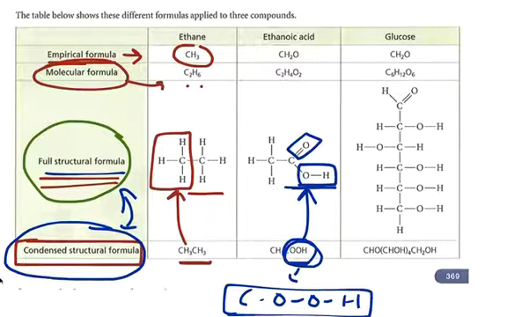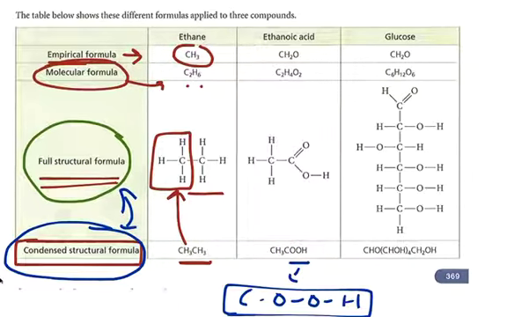So ethanoic acid is actually our acetic acid. It's our vinegar, and it acts as a weak acid. So that's another functional group that we need to know. And we'll look at functional groups here in a moment, but we just want to be able to interpret these condensed pieces into full structural formulas.